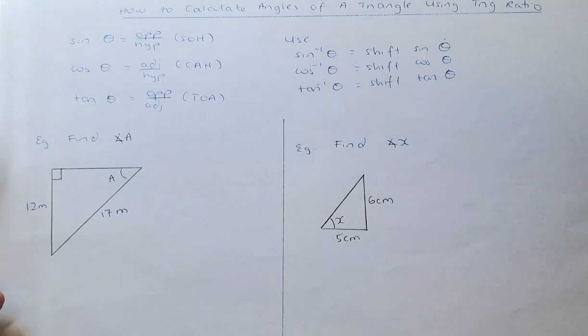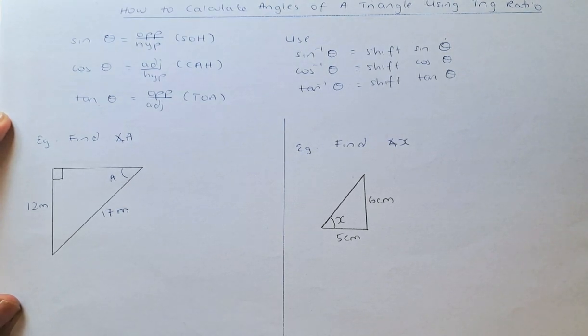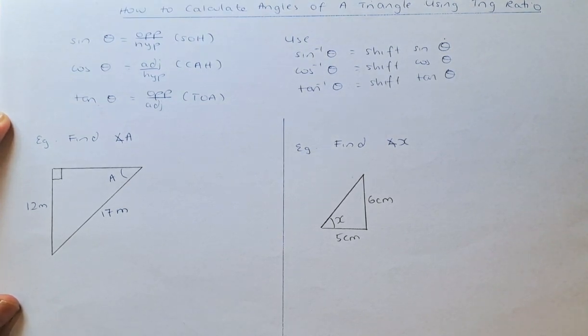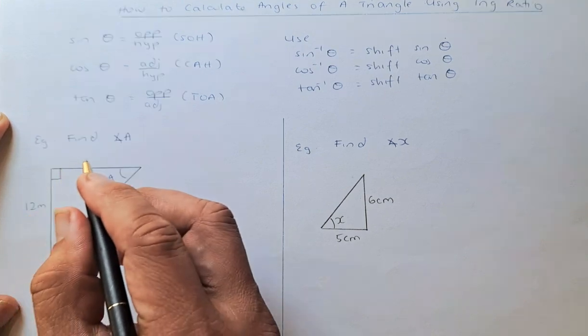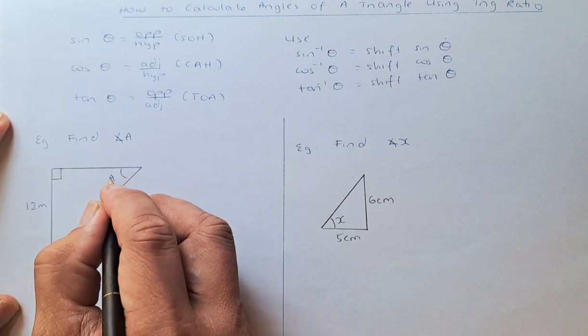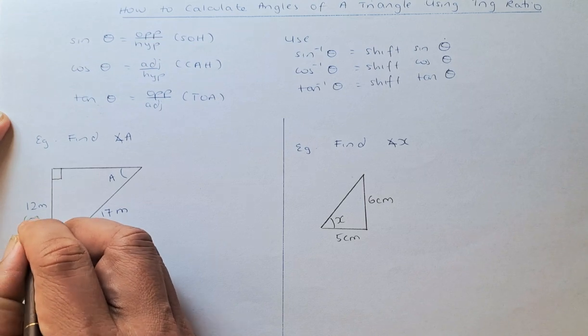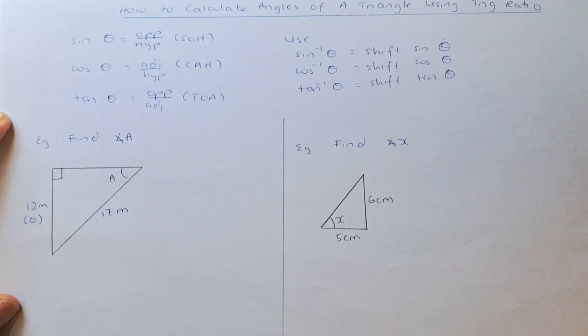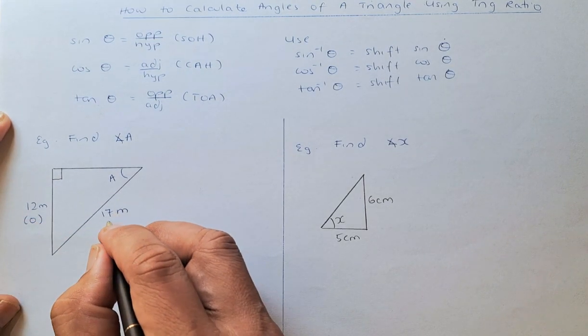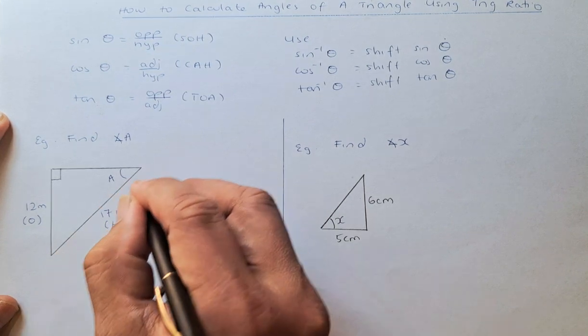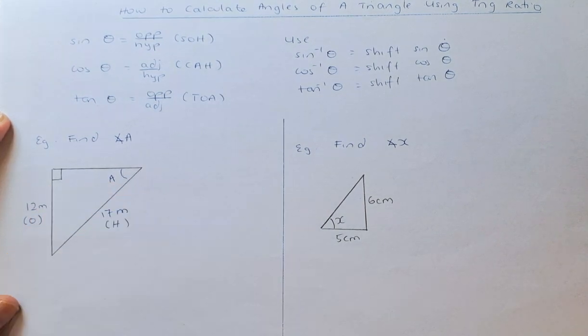Okay, so now we shall look at two examples. First, you are going to find angle A, and then second one, you find angle X. So angle A, the same procedure applies. You have to first label your triangle. Okay, so for example, A is the angle, 12 is the opposite to the angle, so we label 12 as O. 17 is the hypotenuse because it is the longer side and it is found opposite the 90 degrees.